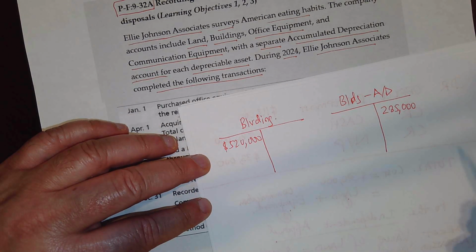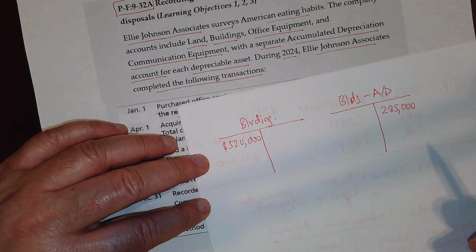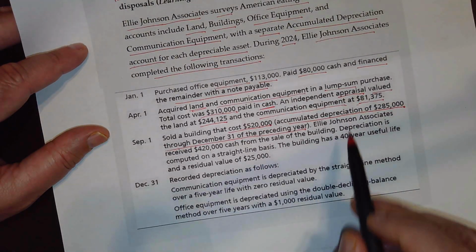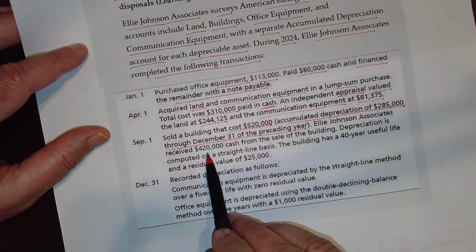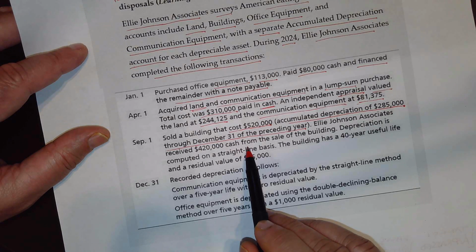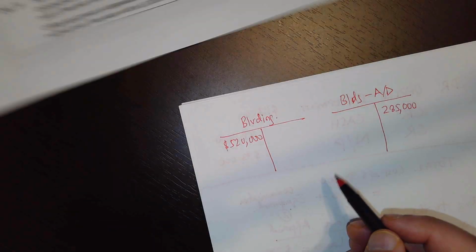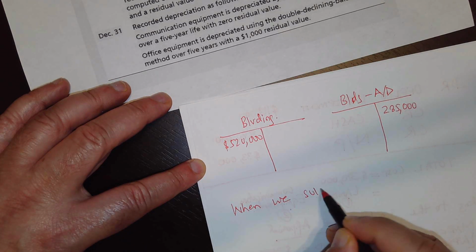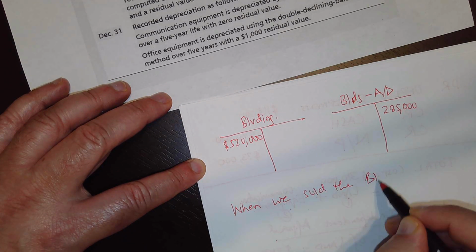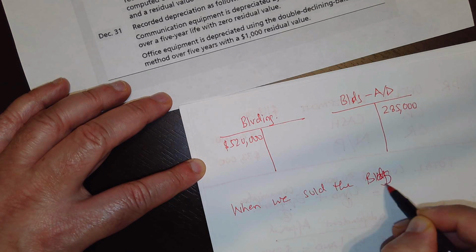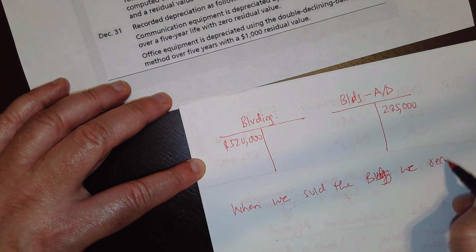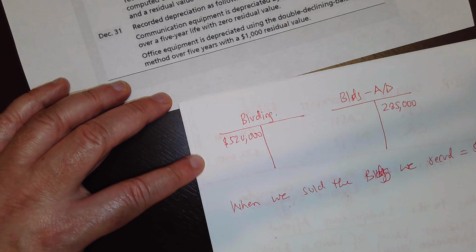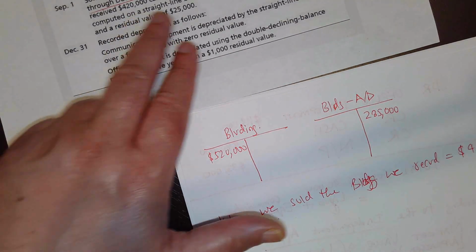So this was at the end of the last year. So what additional information they have provided? L.I. Johnson Associate received $420,000 cash from the sale of the building. So when we sold the building, we received $420,000. Depreciation is computed on a straight line basis.